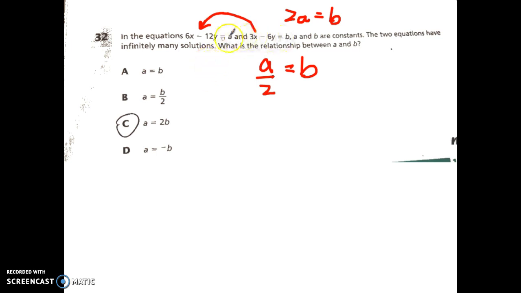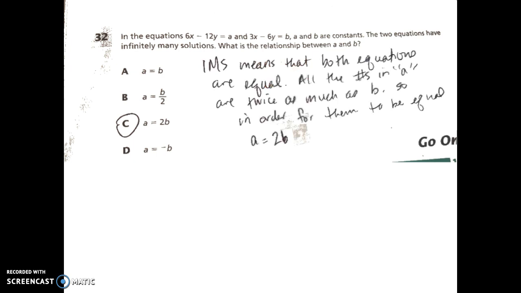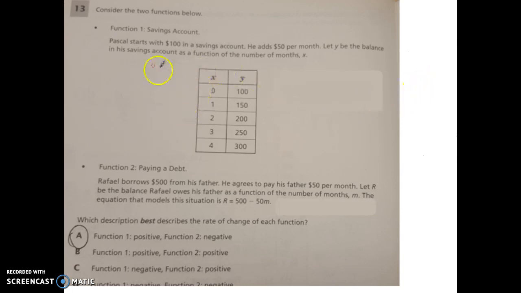They're the same. So look at the equation and ask, what do I need to do to make this the same? That's all you have to do. Okay, so make sure you get that. All right. Moving on.